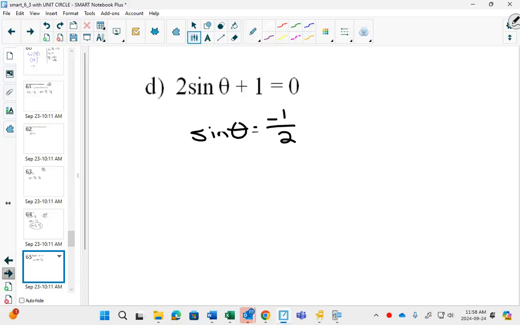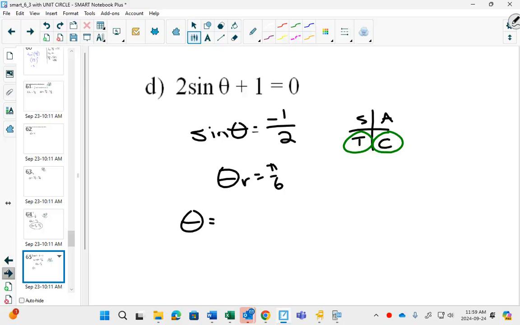I have the 1 memorized. Sine of pi over 6 is 1/2. I know right away that my family, or my reference angle, is pi over 6. Which quadrants am I going to look in? According to my CAST rule, here sine is negative. In quadrant 3, my pi over 6 family is 7 pi over 6. In quadrant 4, 11 pi over 6. Okay?